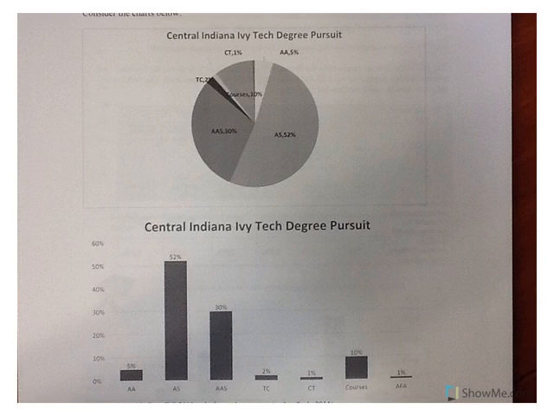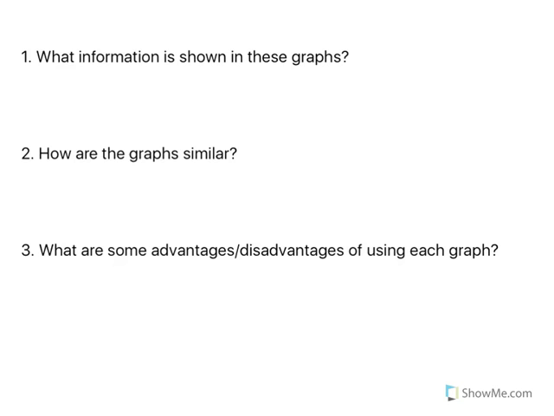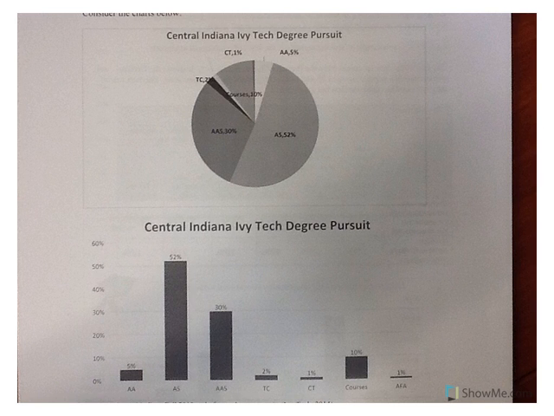We're going to look at some bar graphs and other kinds of graphs in this lesson. And we're going to start by using these two graphs here on this page to answer a few questions. So I'll come back to these once we look at the questions. We're going to see what information is shown in these graphs, how the graphs are similar, and what some advantages and disadvantages of using each graph are. So I'm going to talk through these three questions while looking at the graphs.